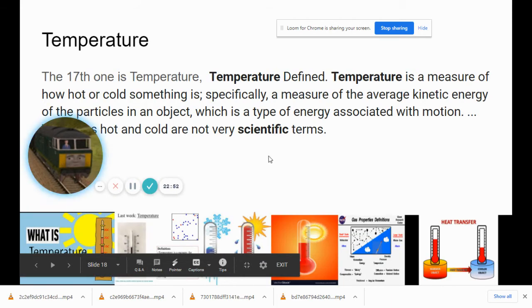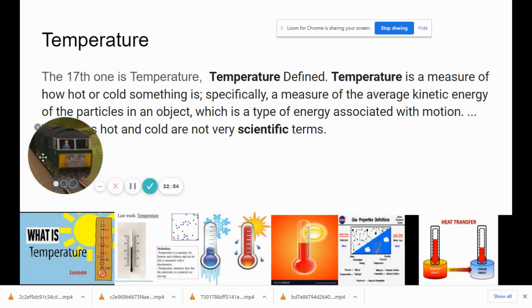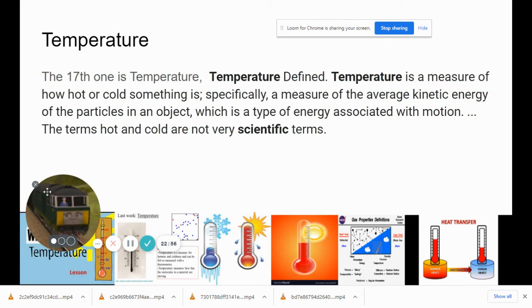All right, temperature. The 17th one is temperature. Temperature defined: temperature is a measure of how hot or cold something is.